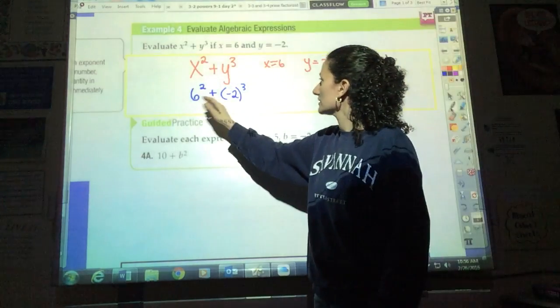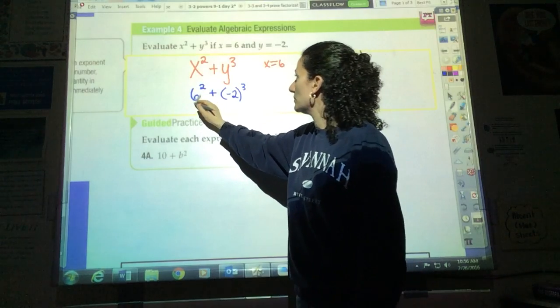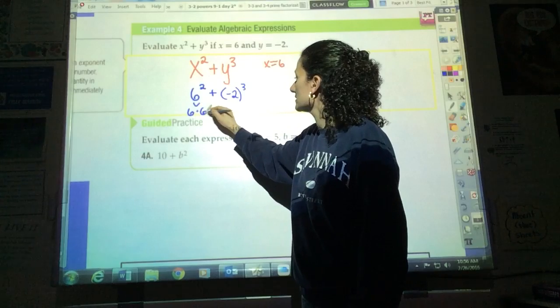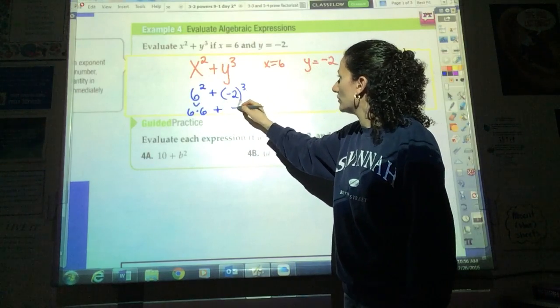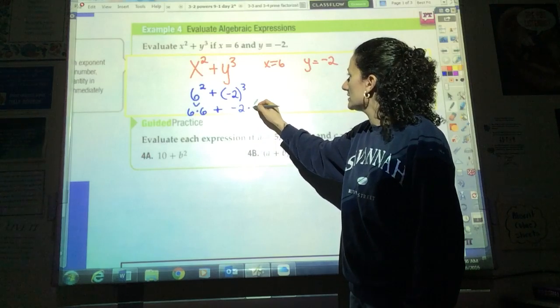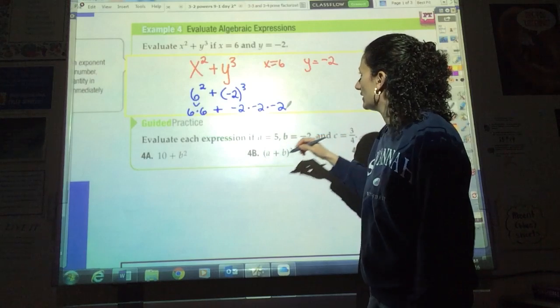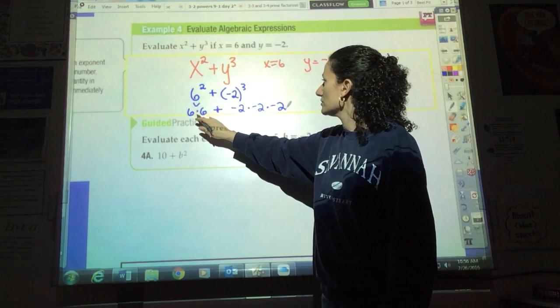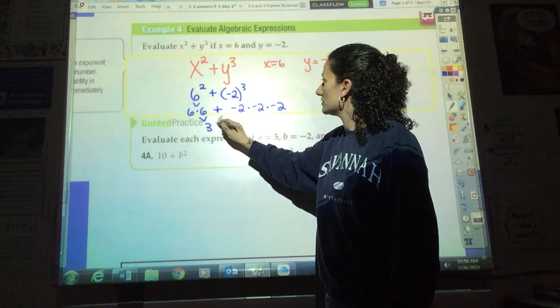But I just want to make sure that I do negative 2 times negative 2 times negative 2. Okay? Let's take a look. Let's break this down now. So I've got to do 6 to the power of 2. That simply means 6 times 6. And then I'm going to add that to negative 2 to the power of 3. So that means negative 2 times negative 2 times negative 2. Okay, let's evaluate that. Exponents first. So 6 to the power of 2 is 36.